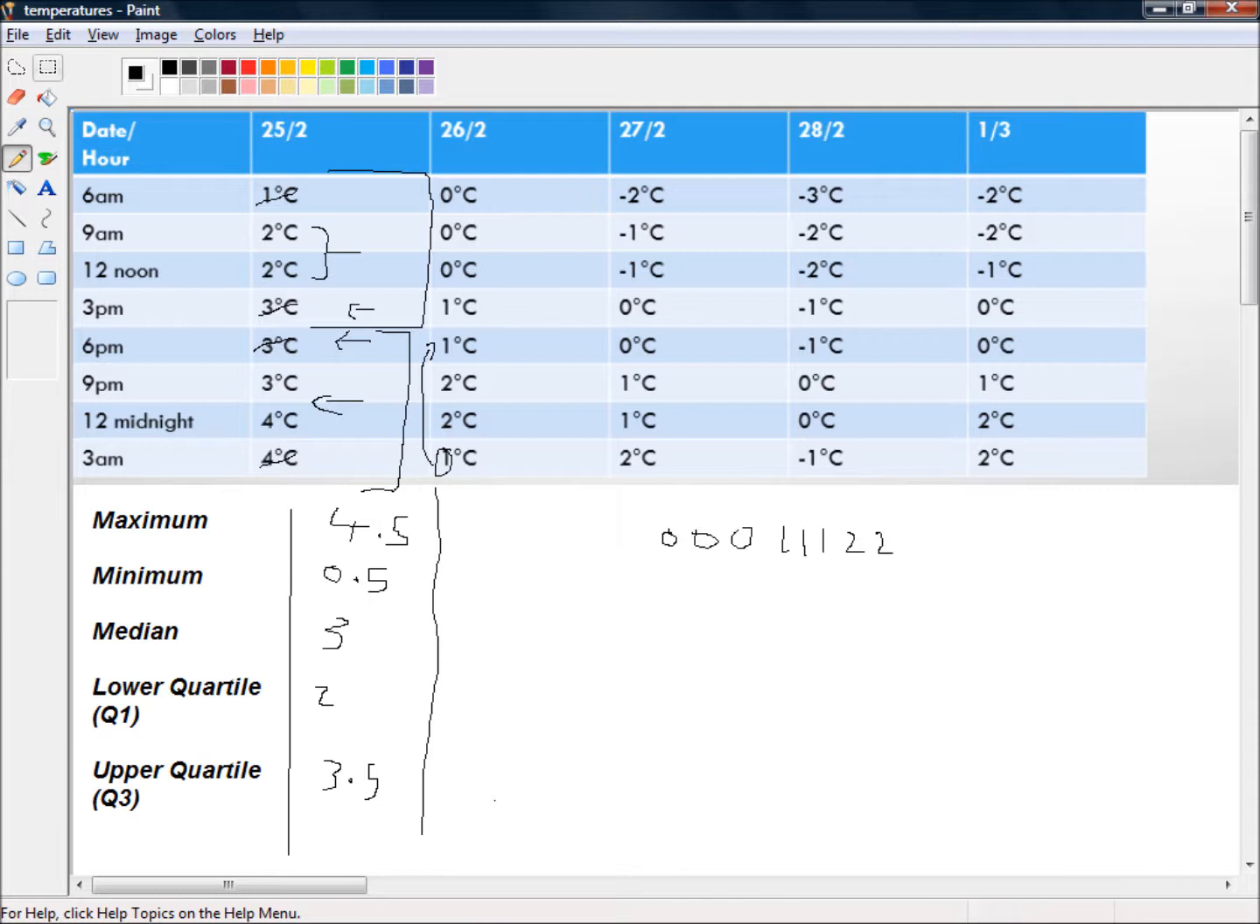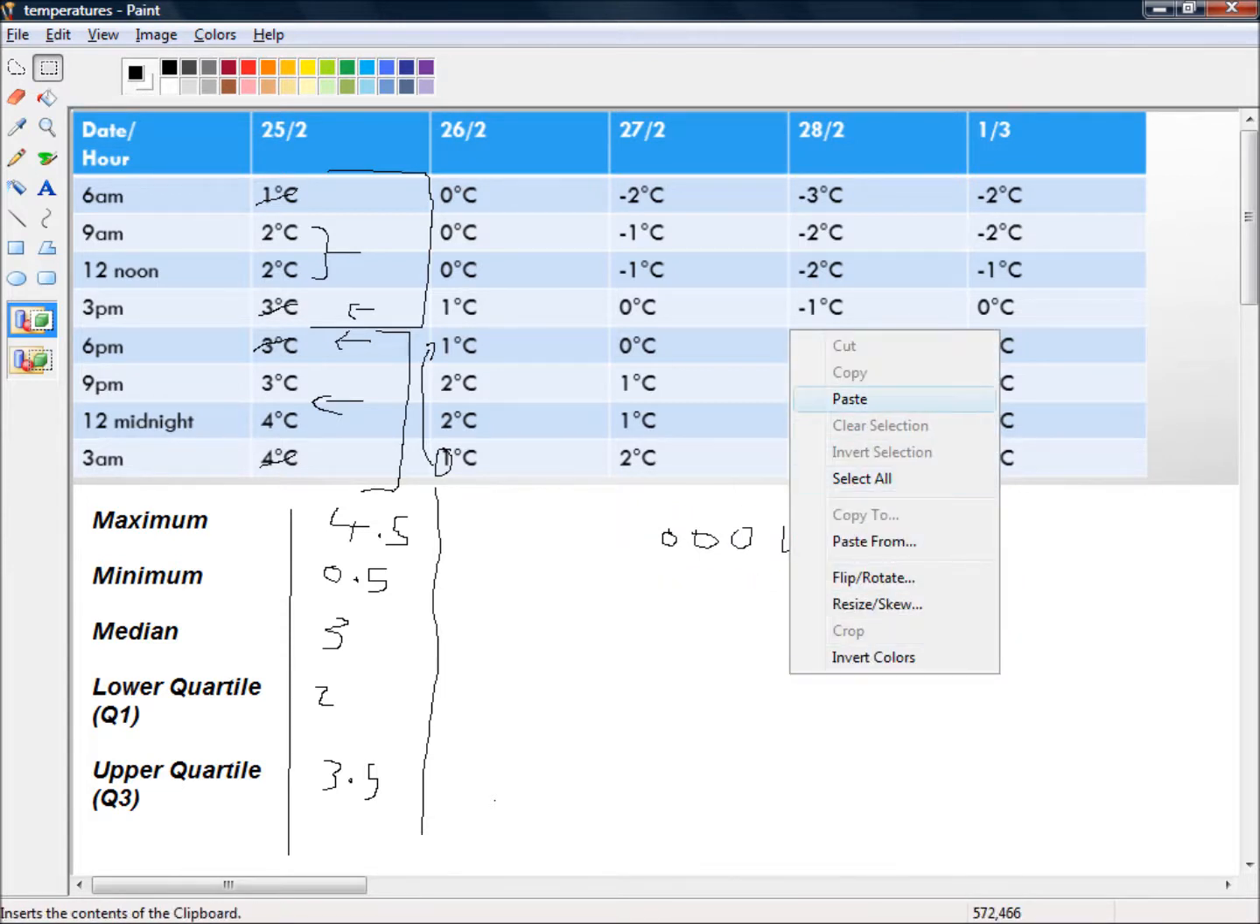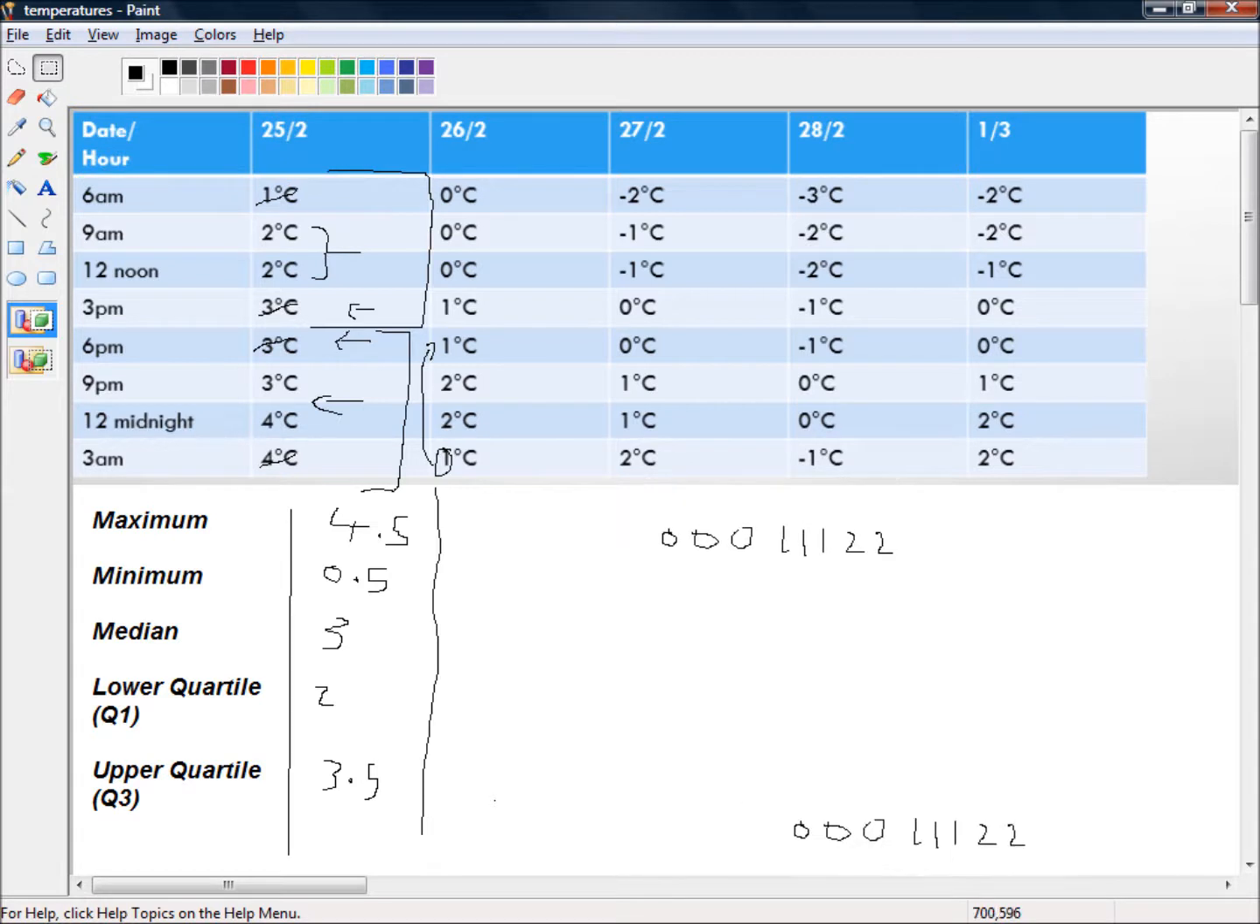Now I'm just going to copy that data because we're going to need it again. Okay, so to get the median, we can cross off the first and the last, and the first and the last, and the first and the last. So this is the other way of getting the median if you've got a small amount of data. So we've got 2 left in the middle, so it's going to be halfway between 1 and 1, so the median is going to be 1.